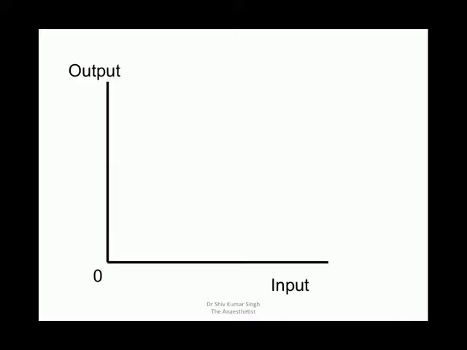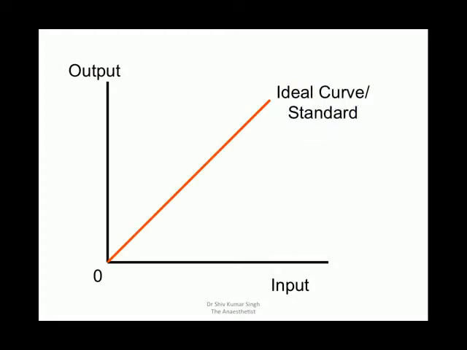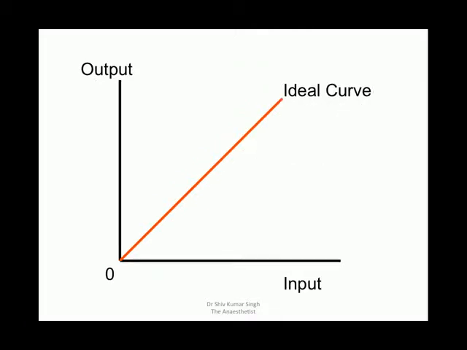So if you were to look at a graph for calibration, on the x-axis we have input, on the y-axis we have output, and we have a standard line, the ideal curve. And this follows a principle of linearity. So anything you measure, the input goes on the x-axis, output on the y-axis, and your readings will fall on this ideal curve or the standard graph.